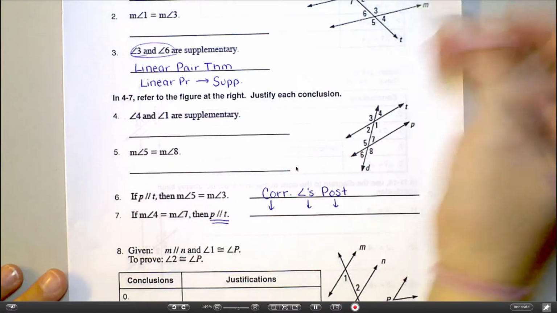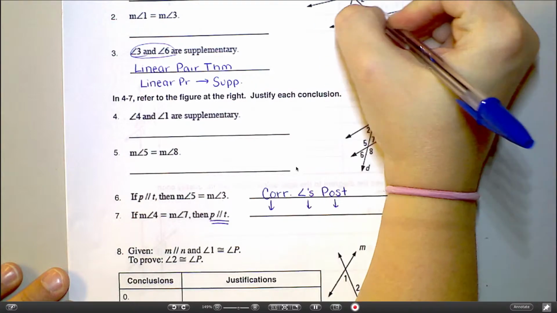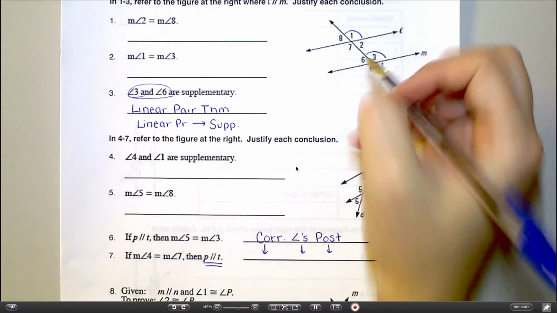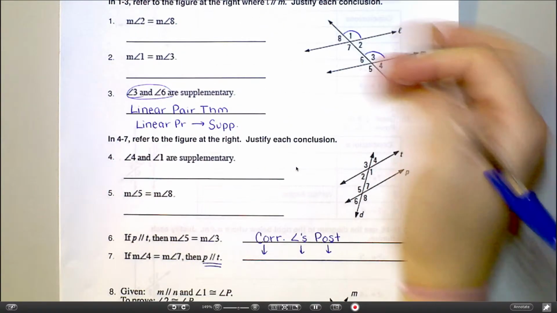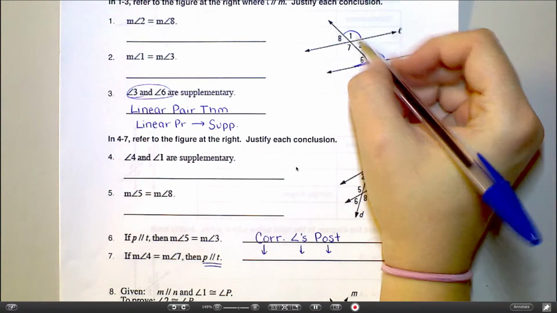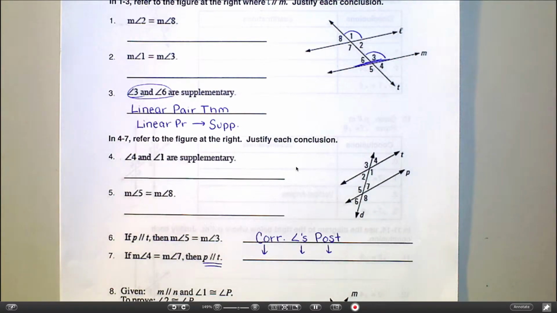Well, let's see. Angle 1 is equal to angle 3. So are angles 1 and 3 a linear pair? A linear pair are angles like 3 and 6 that are right next to each other and form a straight line. See how 3 and 6 form a straight line? 1 and 3 do not. What kind of angles are 1 and 3?